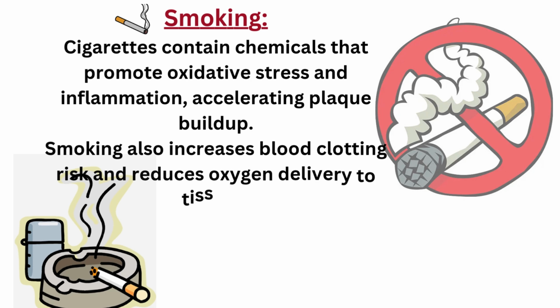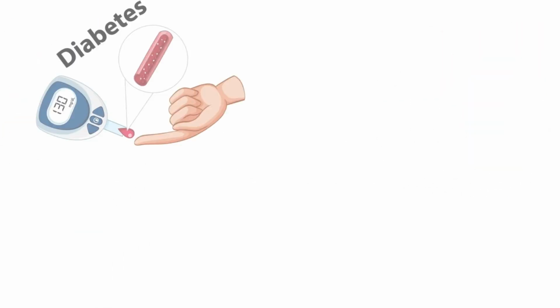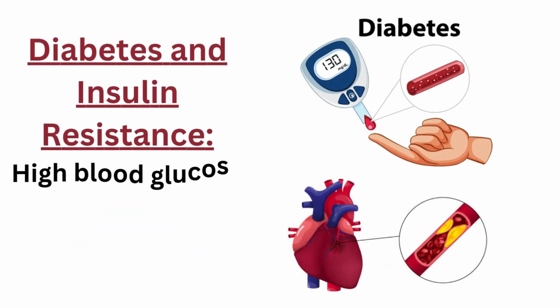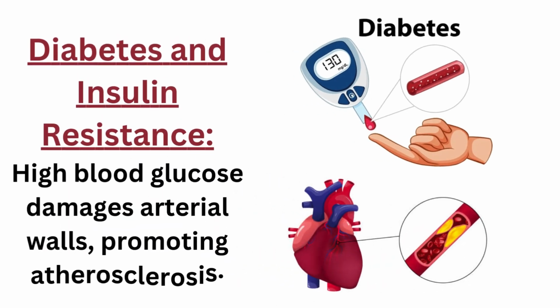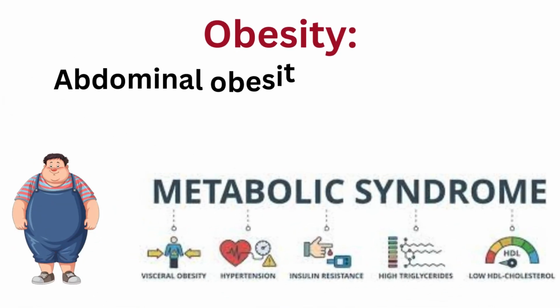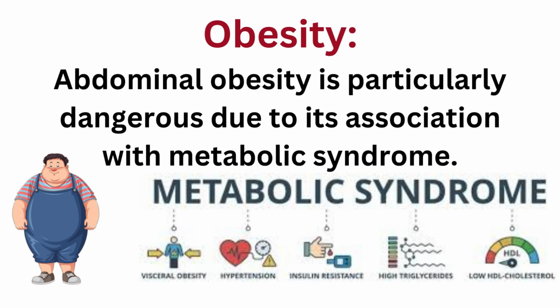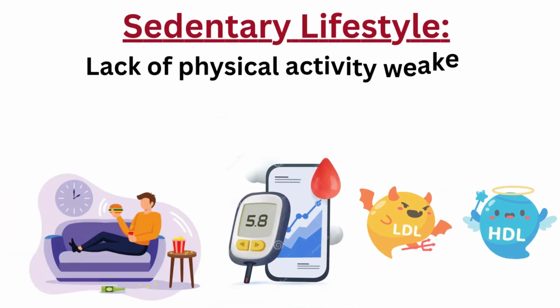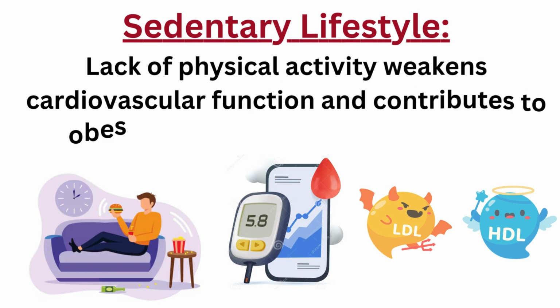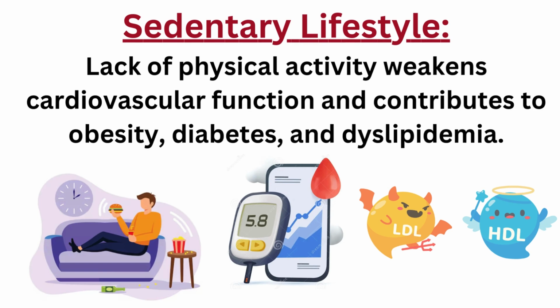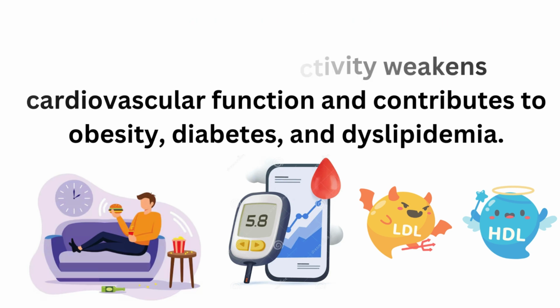Smoking also increases blood clotting risk and reduces oxygen delivery to tissues. Diabetes and insulin resistance: high blood glucose damages arterial walls, promoting atherosclerosis. Obesity: abdominal obesity is particularly dangerous due to its association with metabolic syndrome. Sedentary lifestyle: lack of physical activity weakens cardiovascular function and contributes to obesity, diabetes, and dyslipidemia.